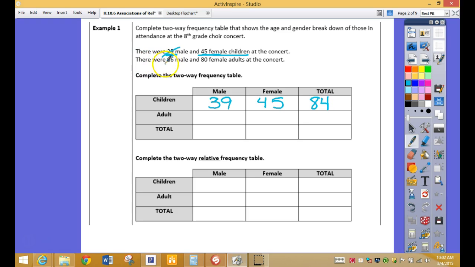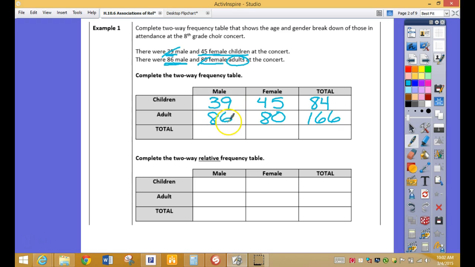Now we know also that there are 86 male and 80 female adults. So where does the 86 go? Row 2, column 1. How about the 80? Row 2, column 2. Yep, row 2, column 2. Add those up. What's 80 plus 86? Yep, 166. Now let's add up our totals.